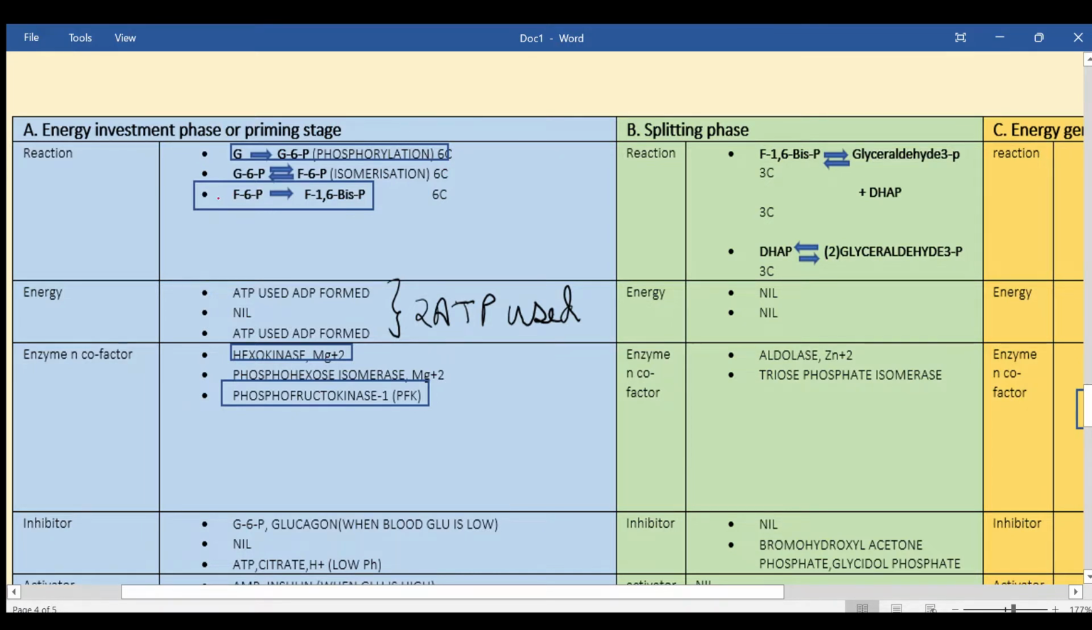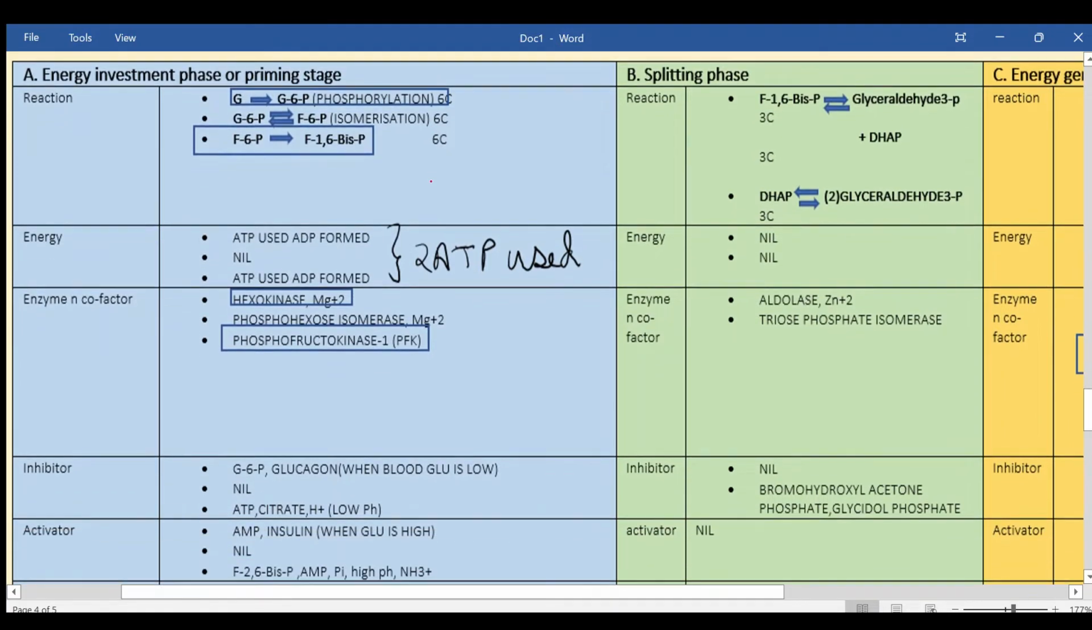And fructose 6-phosphate is also a 6-carbon compound. The third step of glycolysis is the conversion of fructose 6-phosphate into fructose 1,6-bisphosphate. And this is again an irreversible reaction, showing only one arrow towards the product side. And fructose 1,6-bisphosphate is also a 6-carbon compound.